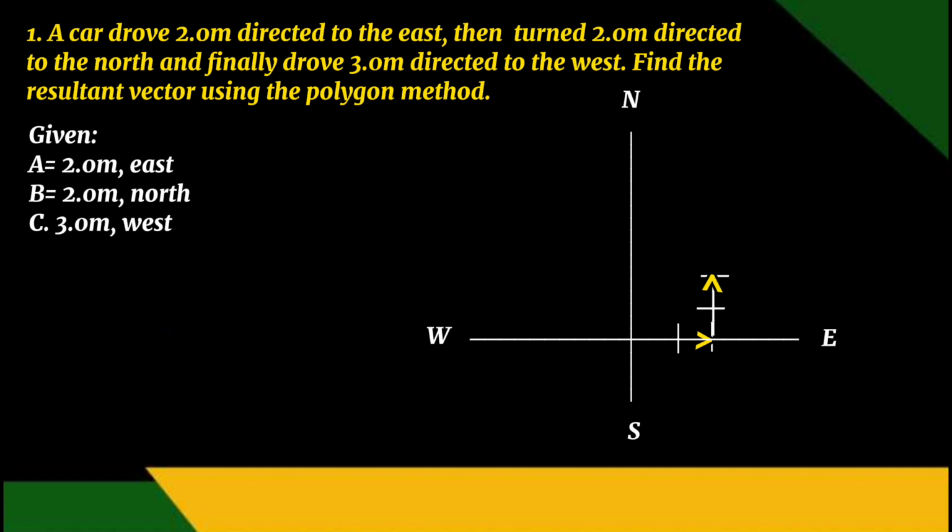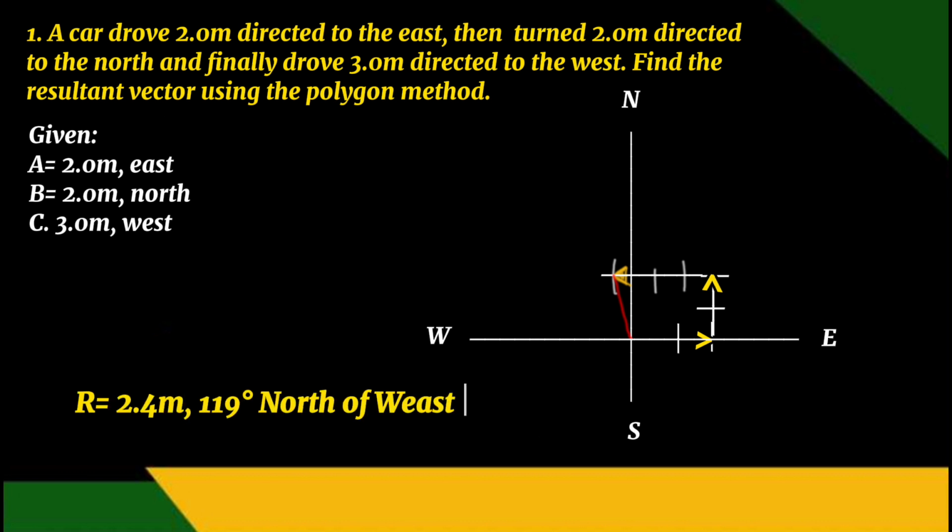Then plot the third given, which is 3.0 meters directed to west, and we will again start on the endpoint of the second given and draw a line from the starting point to the endpoint of all the three given, which will represent the resultant vector. Then use a ruler to measure the resultant vector and use a protractor to measure the angle of the resultant. So our resultant would be 2.4 meters directed 119 degrees north of west.